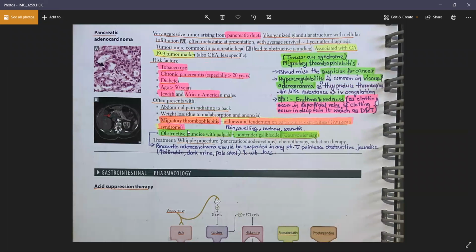So any doubt about the pancreatic adenocarcinoma? No, thank you.